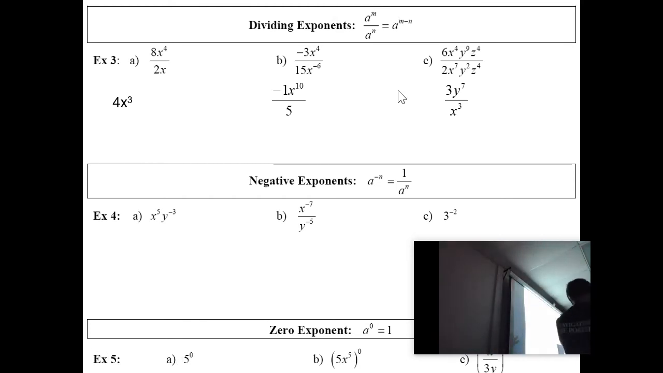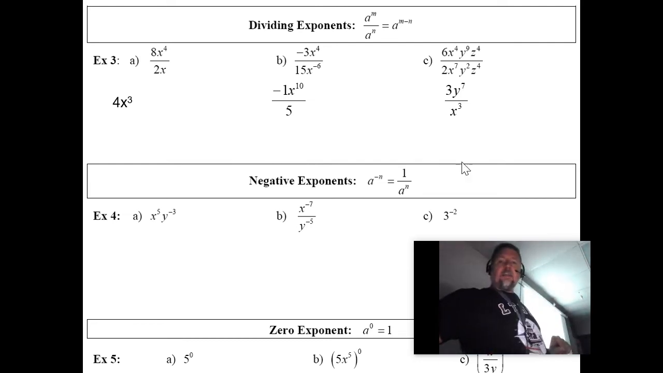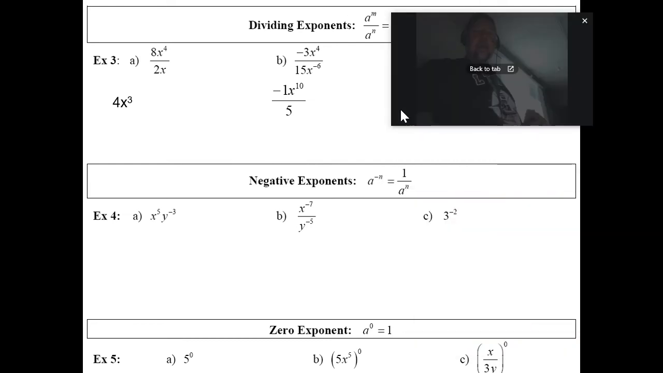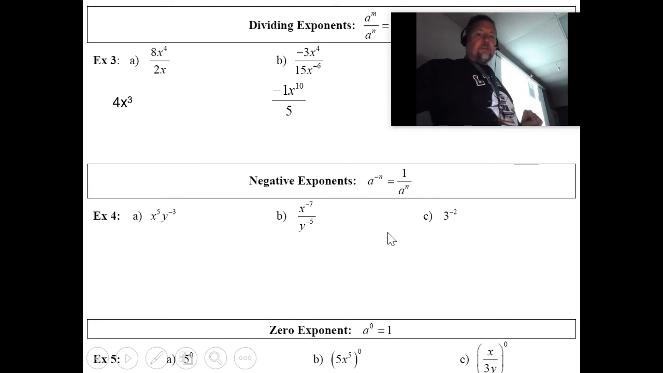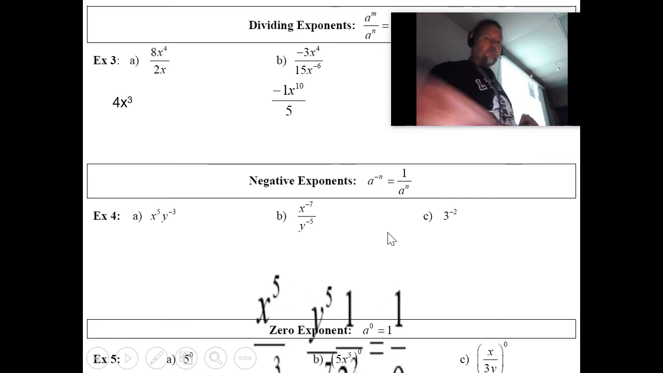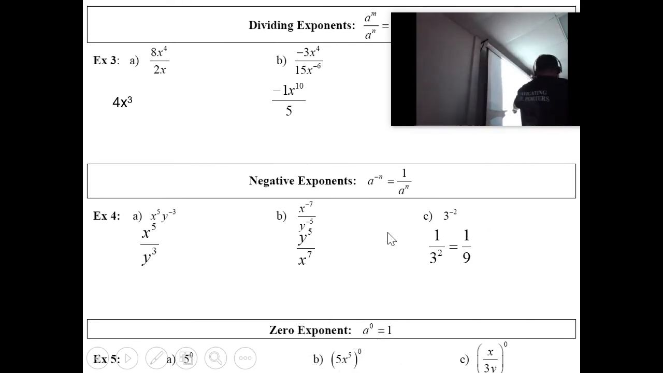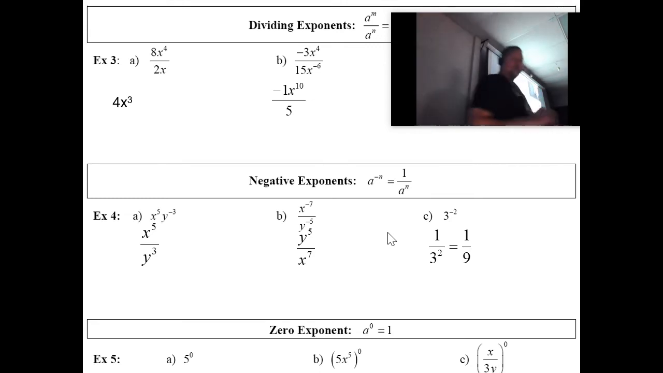Z to the 4th over z to the 4th is 1 over 1. That's why you don't see any z's anymore. All right, and then talking about the negative exponent rule, just the action of it. This one, the y to the 3rd should go on the bottom. This one is actually a total flip-flop. X to the negative 7th on the top is on the bottom now as a positive. Y to the negative 5th is up on the top. And I'll explain this when we get into the notes here.